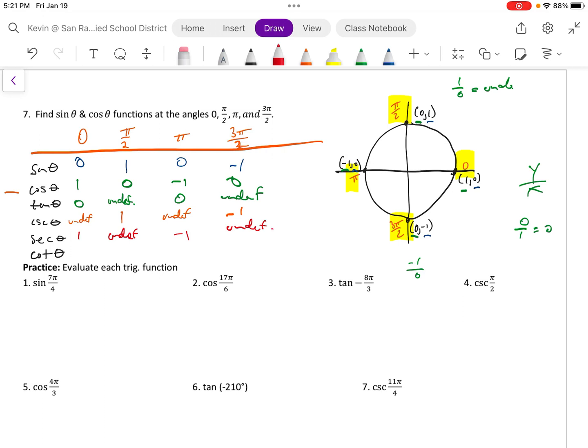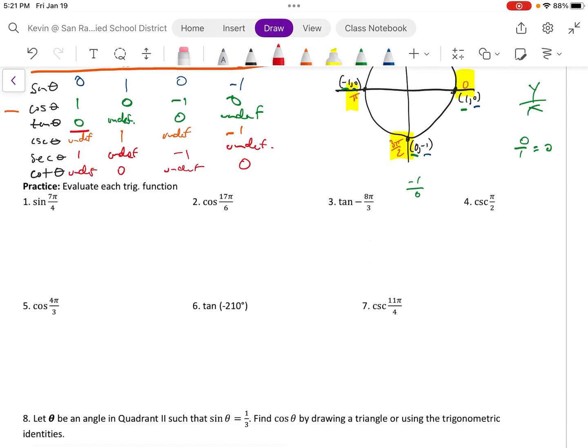And then for cotangent, it's the reciprocal of tangent. So again, right here, the reciprocal of 0 would be undefined. In this case, cotangent of pi over 2 would be 0 over 1, which is 0. So this is 0. This is undefined. And then this is 0. Okay, let's just zip through here quickly.